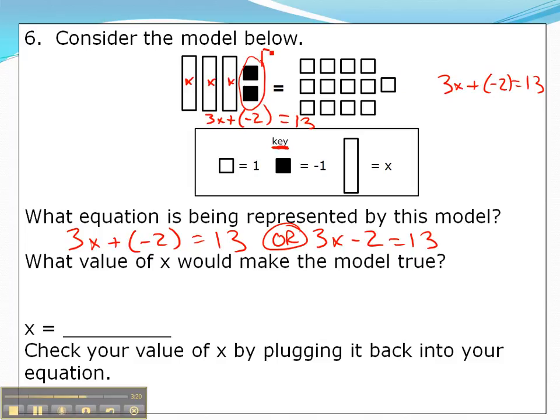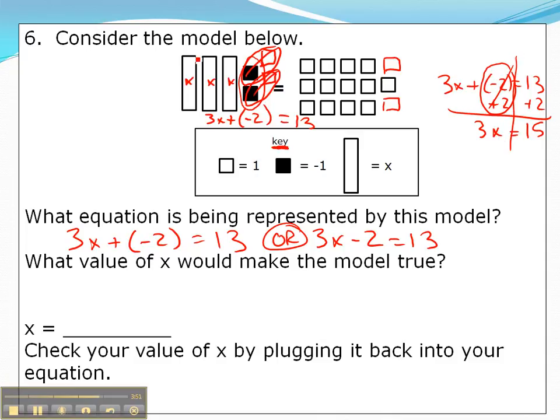However, I can get rid of these 2 black squares by adding 2 white squares to the left side, because each of these pairs is equal to 0. If I add 2 white squares to the left side, I have to add 2 white squares to the right side. And what we've done using the equation is we've added +2 to both sides. -2 plus 2, that's 0. So on the right side I have 15, and on the left side we just have 3x. And you can see that with the model as well.